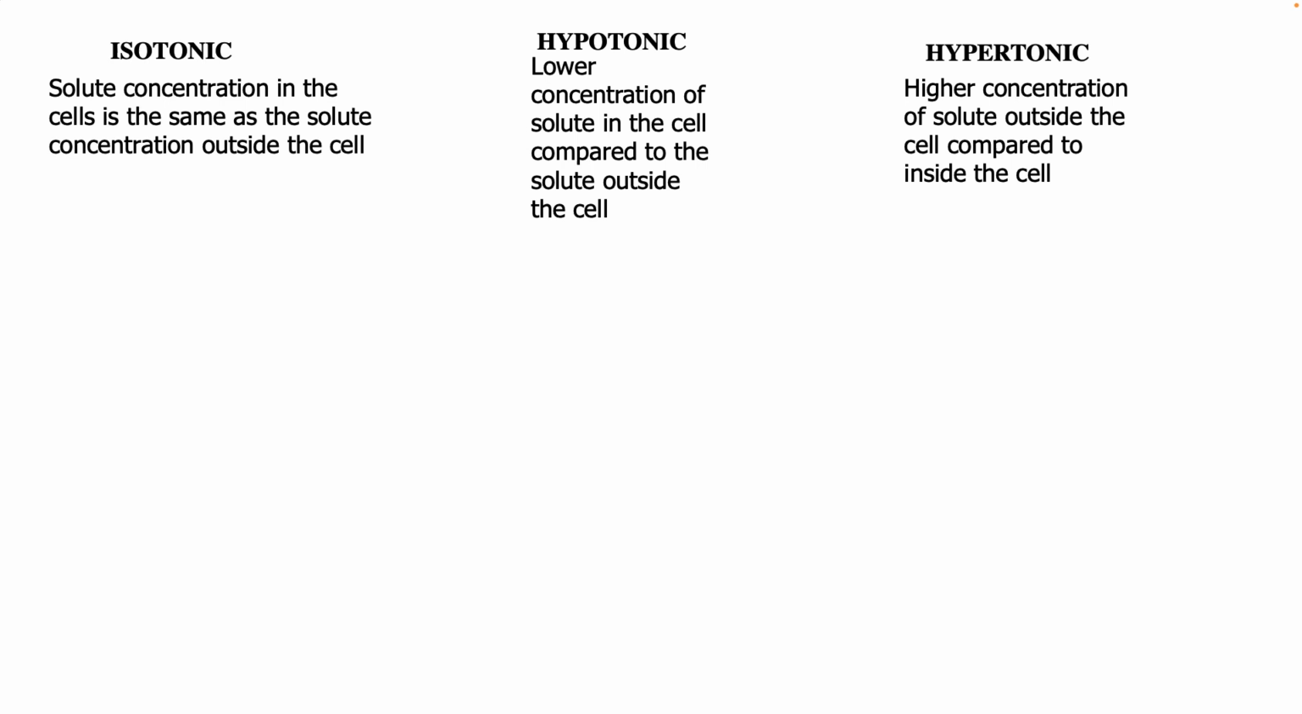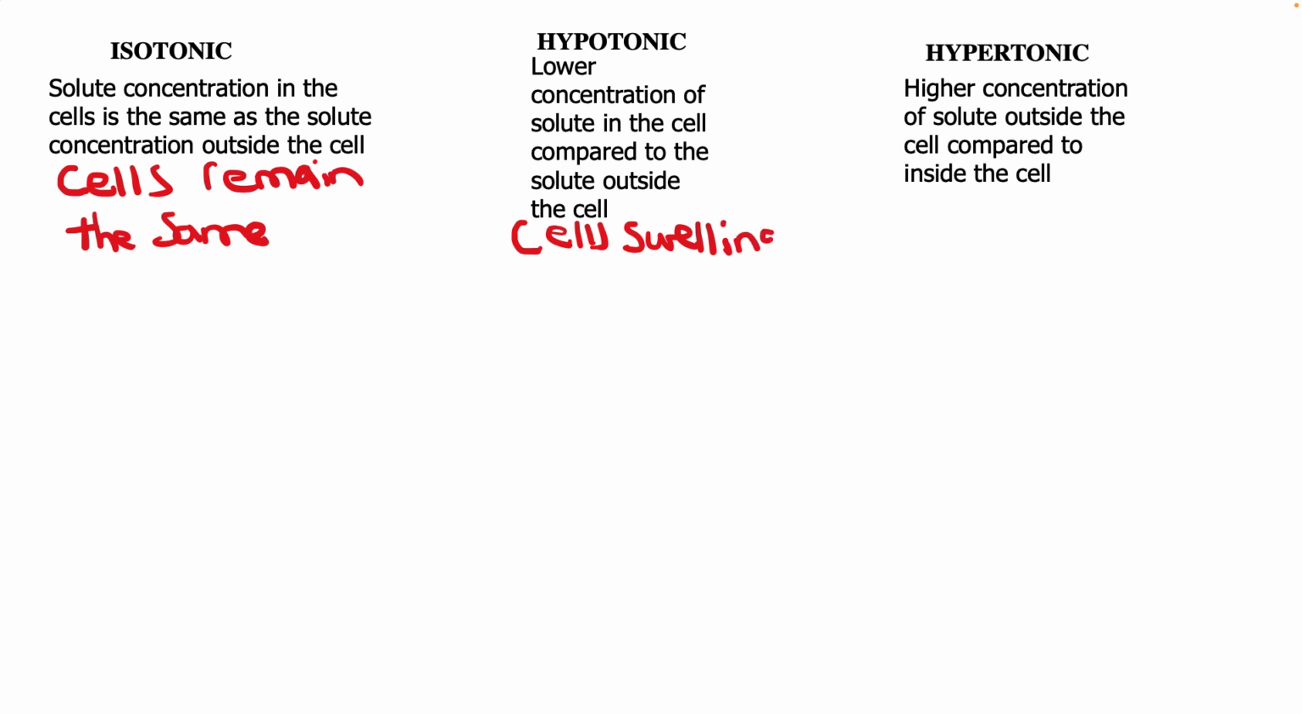So isotonic solution means the solute concentration in the cells is the same as the solute concentration outside the cell. So this means cells remain the same. Hypotonic means lower concentration of solute in the cell compared to the solute outside the cell. So cells swell. Hypertonic means higher concentration of solute inside the cells compared to the outside. So this means cells shrink.